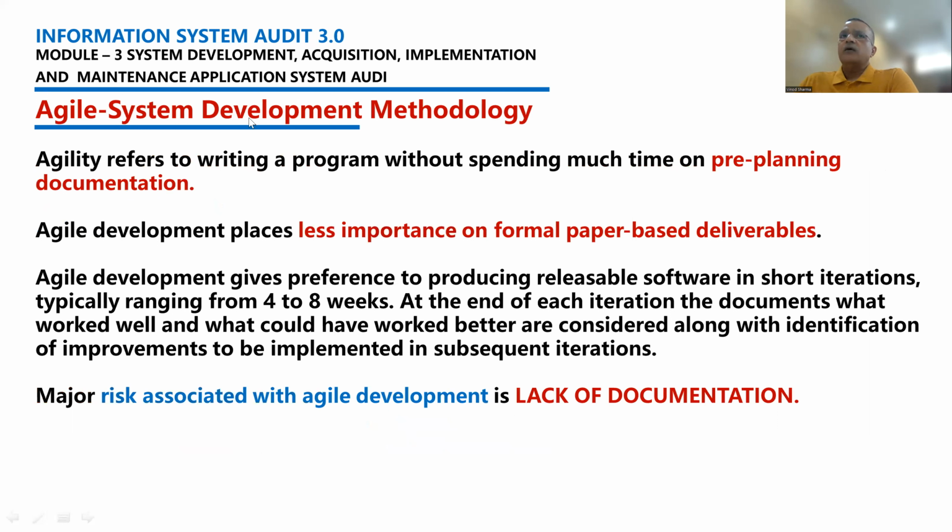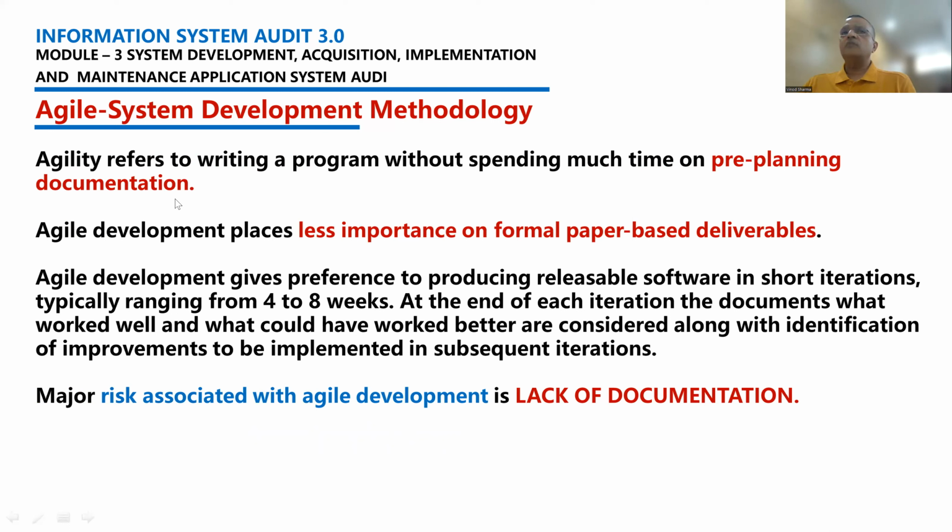We move on to the Agile system development methodology. When you're talking about software development, there is a method called the Agile system method. Now, Agile means very flexible, fast. All these are words. So I always request all of you that if you find any word, select the word, right-click and go to the synonyms, and you will find that you can easily understand what the word means, right? So agility refers to writing a program without spending much time on pre-planning documentation.